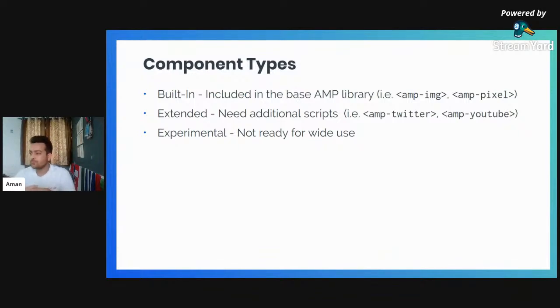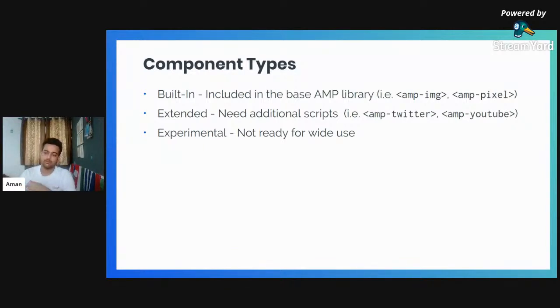Yeah. So for basic components like AMP IMG and things like that, you definitely use them in your web project. You don't need to include anything extra. So those are built-in components. And then you have extended components, things that are used by many people, but not essentials, like adding a Twitter box, like you see in this example, or embedding a YouTube video. So for this, you can have extended AMP components and import these components inside your AMP website. And then you have something called experimental components. Some things are experimental, you already know, like there are some things that are not ready for wide use, but still people can early adopt it.